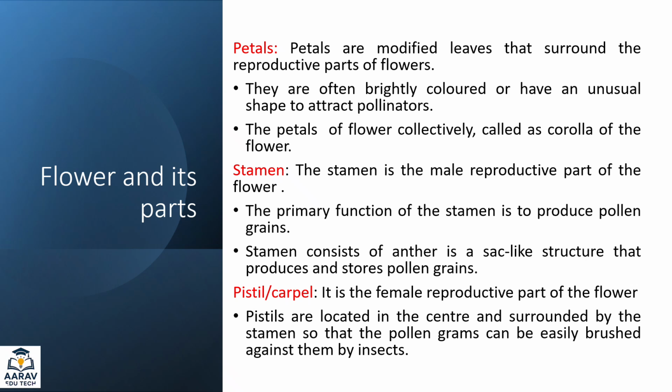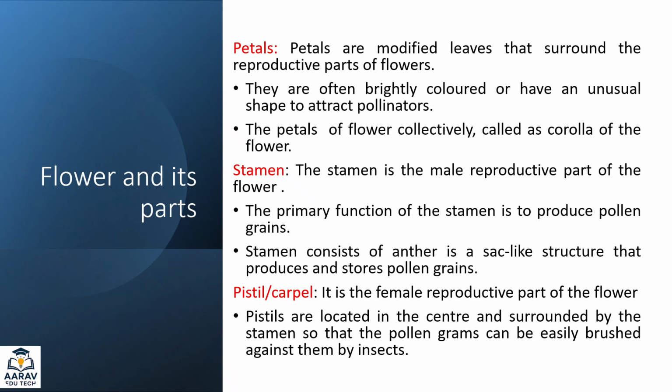Petals. Petals are brightly colored. They attract insects and pollinators. All petals together are called corolla. Stamen. Male part. Stamen is the male reproductive part. It produces pollen grains. It has a part called anther, which stores pollen.